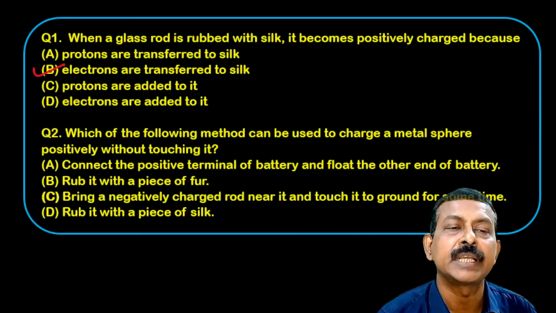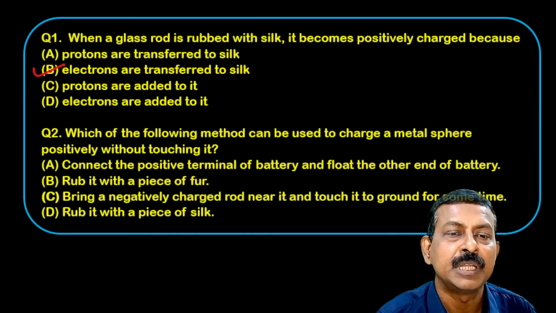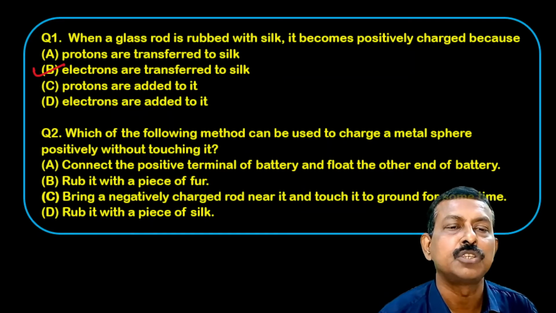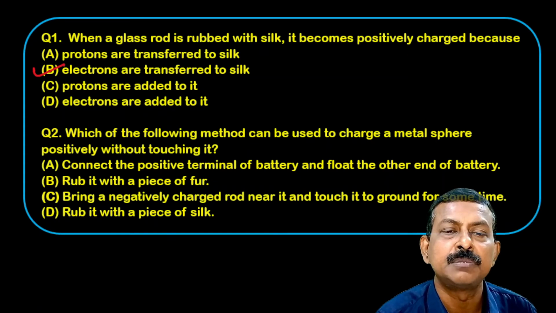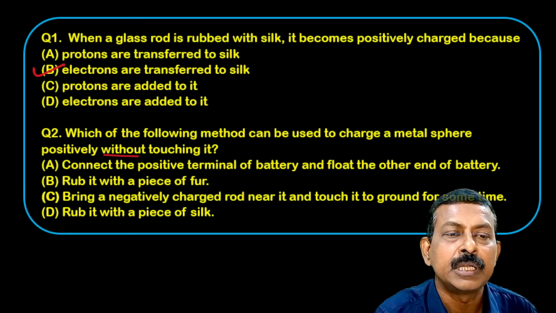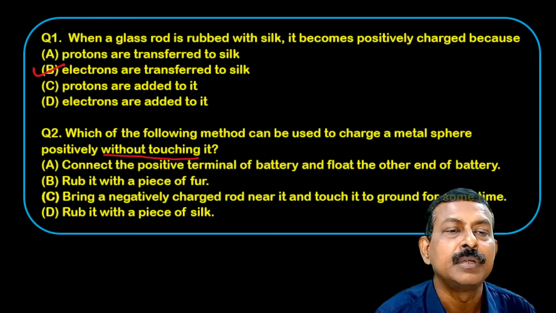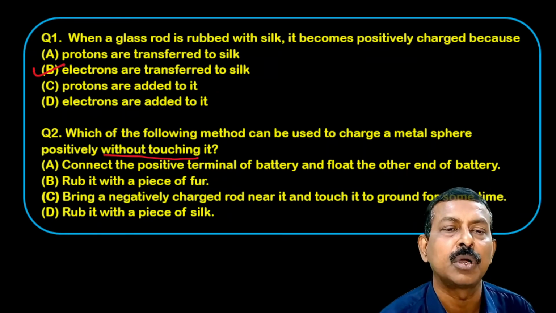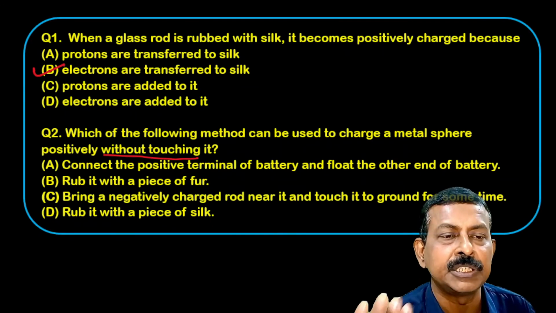Let's take now the second question. Which of the following methods can be used to charge a metal sphere positively without touching it? The first option is connect the positive terminal of a battery and float the other end of the battery. Now it was mentioned that the body has to be charged without touching it. So obviously this is not the correct one. Rub it with a piece of fur. This is also not possible, because in that case the body will be touching it.